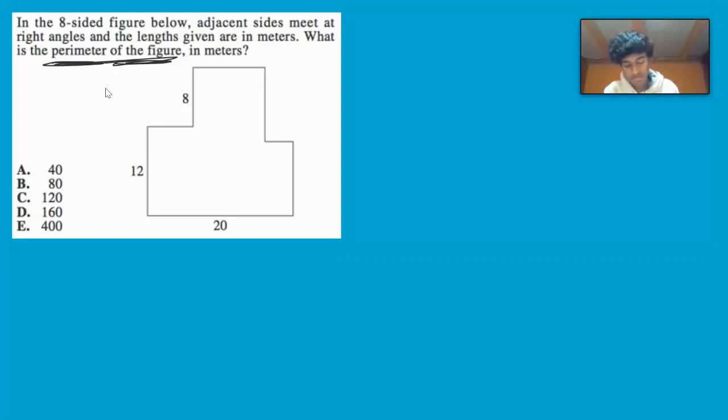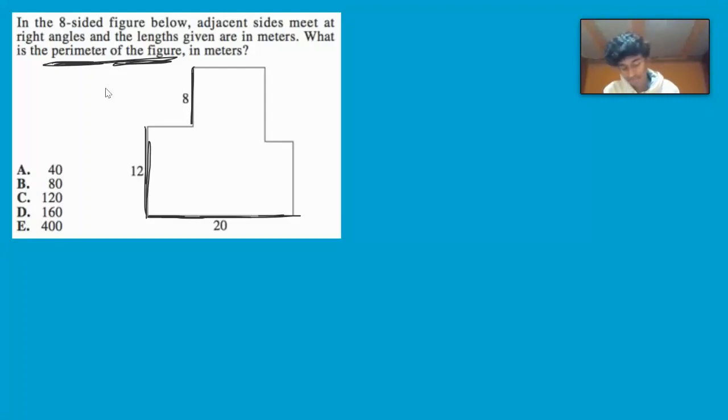All right, so let's start off with what we know. We know that this length is 20, this is 12, and this is 8. But the problem is we know only the lengths of 3 of the 8 sides, right? We don't know the lengths of the other 5 sides. And to find the perimeter, we need to know the length of the total boundary, right? So how can we find the length of the total boundary of this figure if we don't have all of our side lengths?